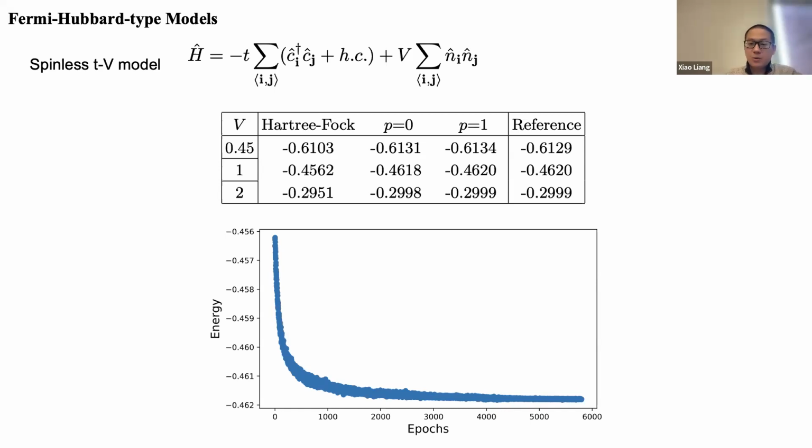The energy difference between P equals 0 and P equals 1 reveals the convergence of the optimization. Because of the small energy difference, optimizations are treated as fully converged. The figure below denotes the energy convergence for the V equals 1 case. The initial energy is from the Hartree-Fock, and therefore the energy convergence is achieved by backflow terms.